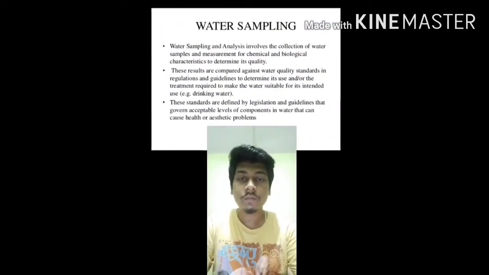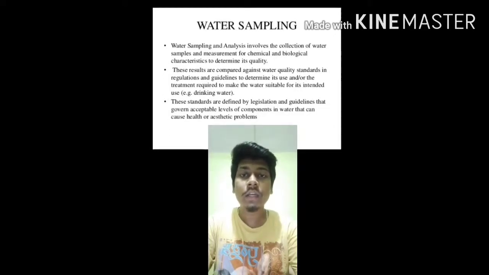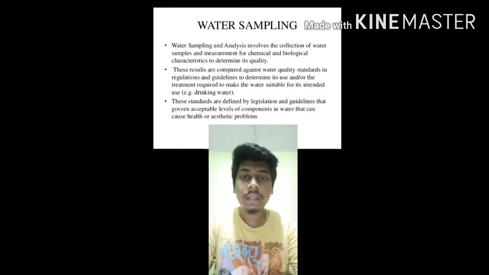Water sampling and analysis involves the collection of water samples and measurement for chemical and biological characteristics to determine its quality. These results are compared against water quality standards in regulations and guidelines to determine its use and/or the treatment required to make the water suitable for its intended use. These standards are defined by legislation and guidelines that govern acceptable levels of components in water that can cause health or aesthetic problems.